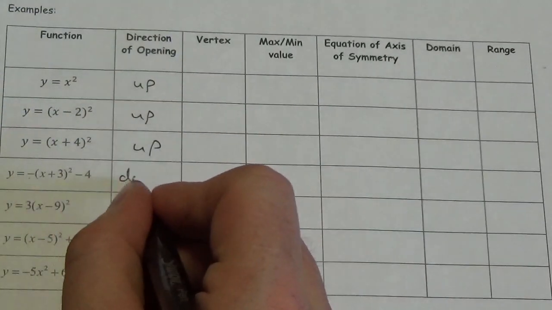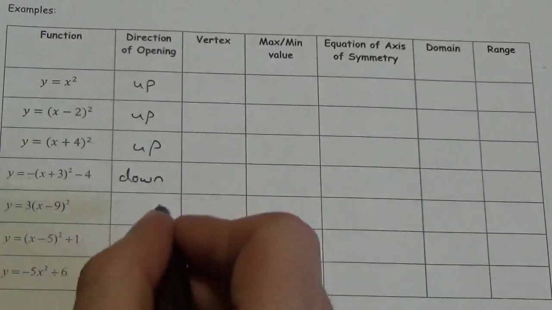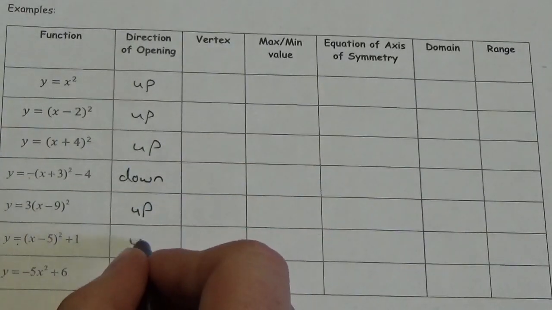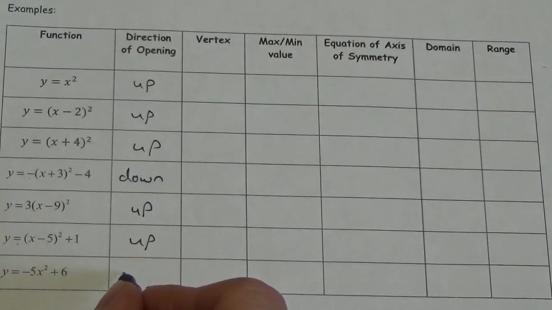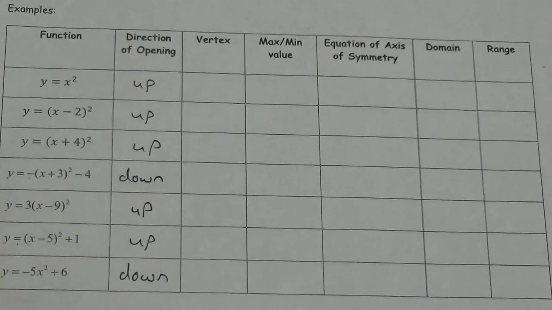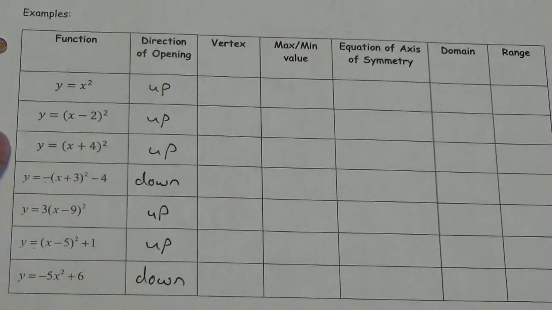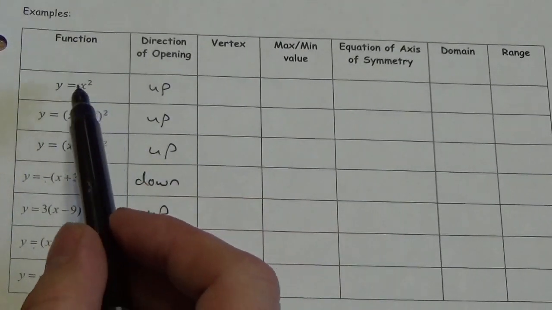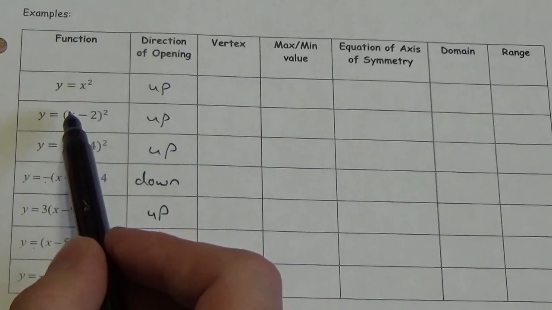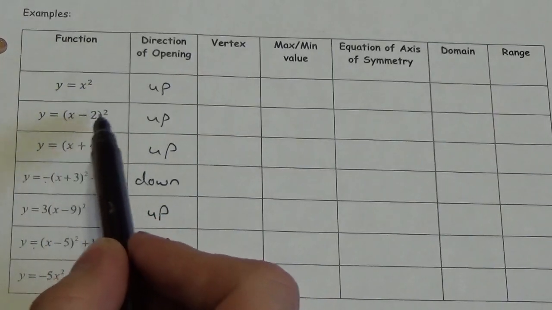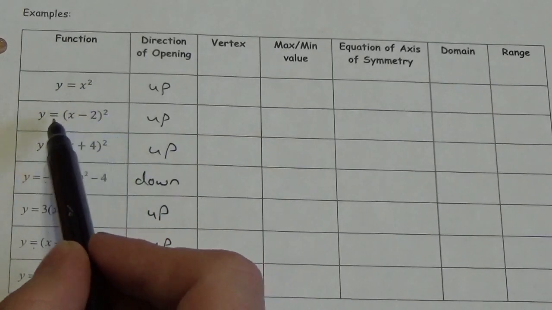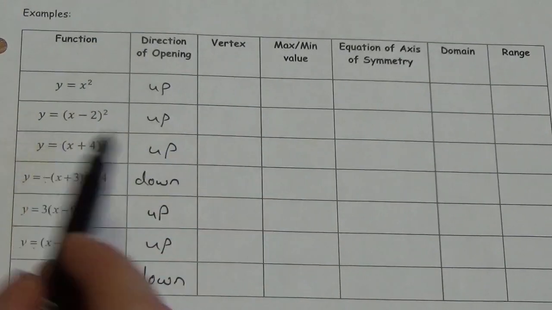Finally a negative, which means this one is going to open down. Positive, this is going to open up. Positive 1, this is going to open up. Negative 5, this is going to open down. And notice that in every case, what I'm looking for specifically is the coefficient of the squared. I'm always looking at the number in front of the x squared. So here, the x is inside the parentheses, but the parentheses are squared, so I'm looking for the thing in front.